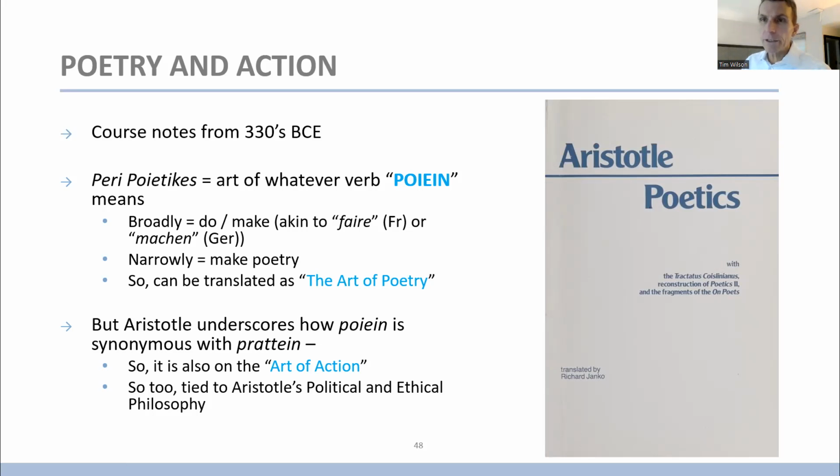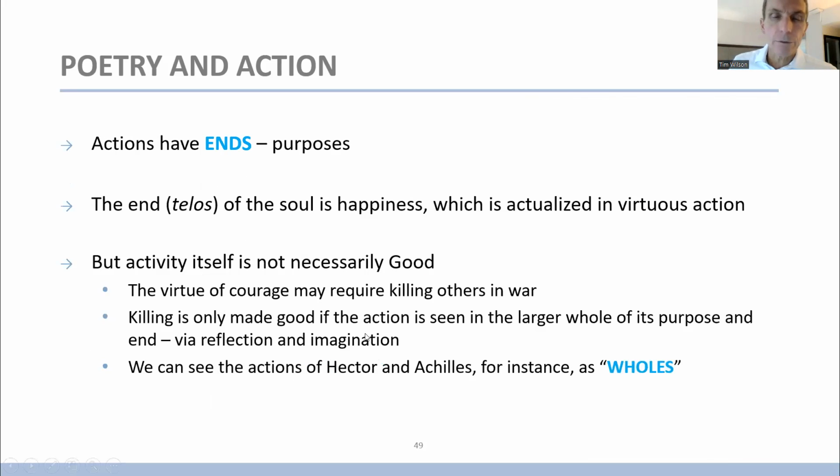But Aristotle underscores within it how poiein is synonymous with prattein, which is action. So it's also the art of action. In a way, the art of poetry is also about the art of action. We also have to keep in mind Aristotle's political and ethical philosophy. For Aristotle, actions have ends or purposes, and the end, or telos, of the soul, for instance, is happiness, which is actualized in virtuous action.